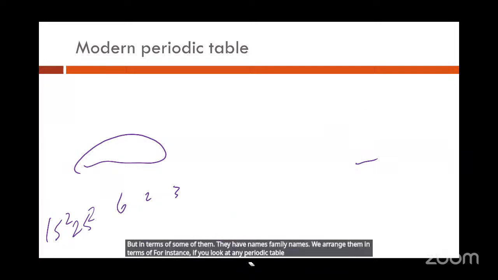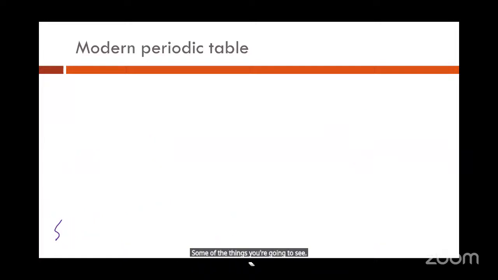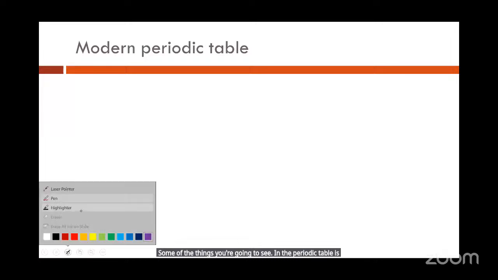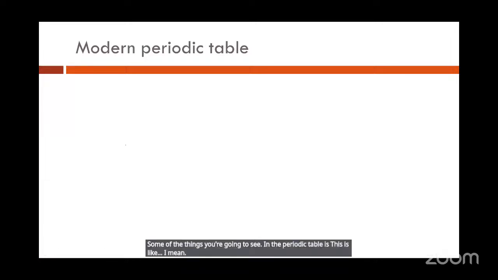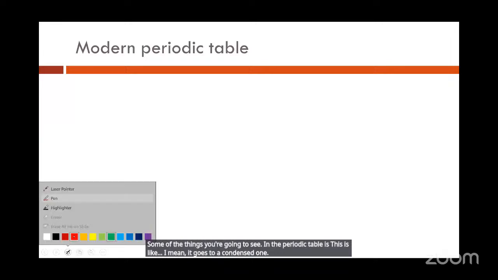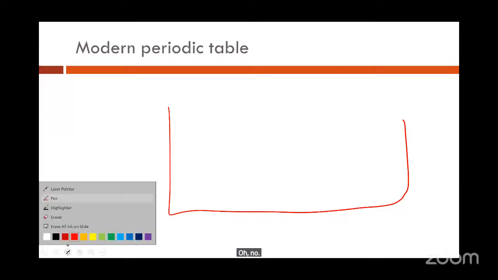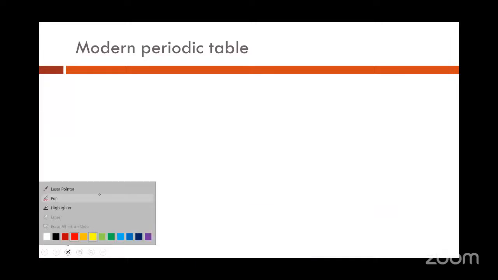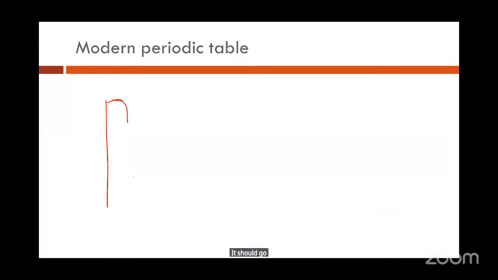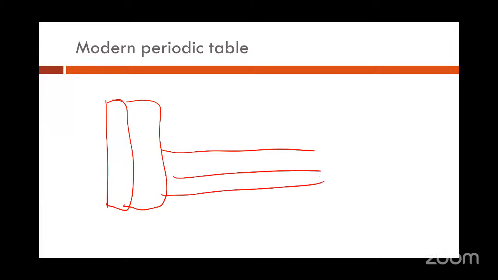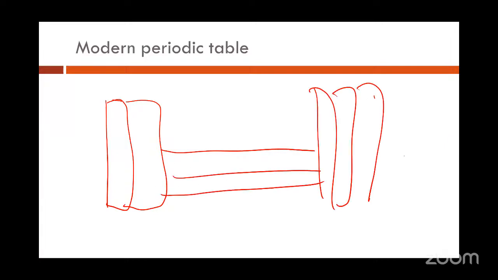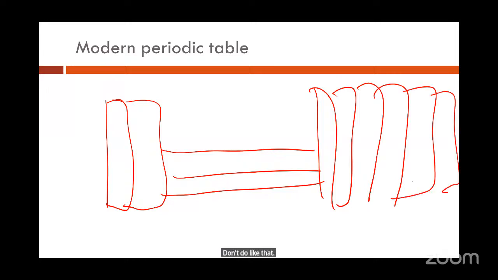some of the things you're going to see in the periodic table is, let me just draw a condensed one. You should go this way. Something like that. That's the modern periodic table.